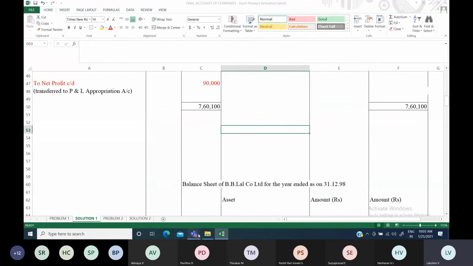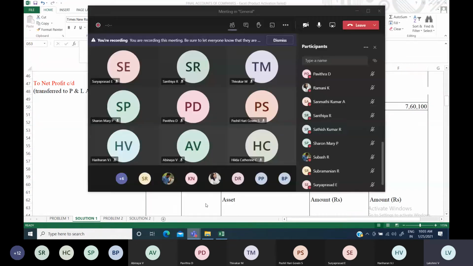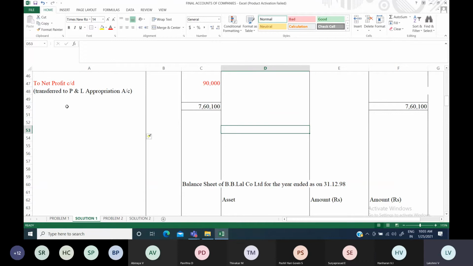So I think till this it is clear to all, right? P&L account clear? Yes, ma'am. Okay. What about others, boys and other girls? Can you understand? Yes, ma'am.